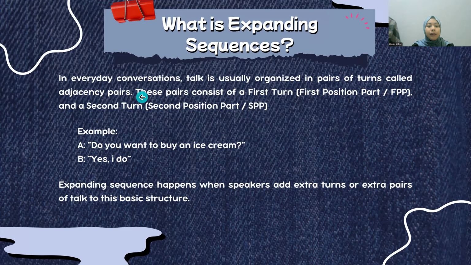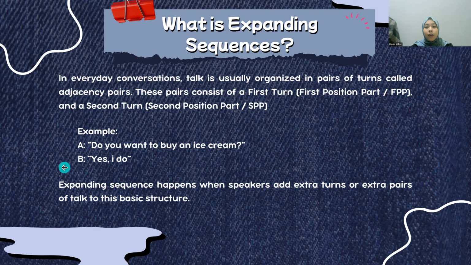For an example of a basic conversation, like we do, it's like this one. Speaker A says, "Do you want to buy an ice cream?" And speaker B responds, "Yes, I do." This is how conversations exactly happen, right? We have a question and an answer.